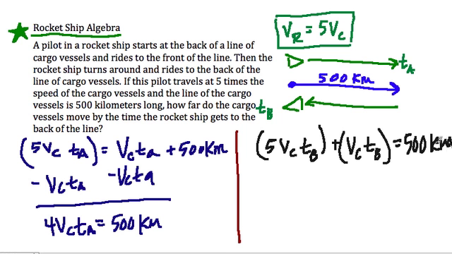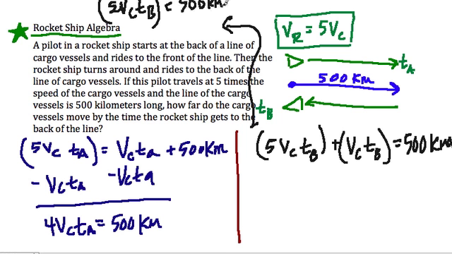And actually, as the father of the student who had emailed me about this problem, we could even think about this as, let me write this up here. We can think about this as 5 vc TB equals 500 kilometers minus the velocity of the cargo ships during that time period, right? So their distance. So we're taking away that distance because they are traveling in opposite directions.